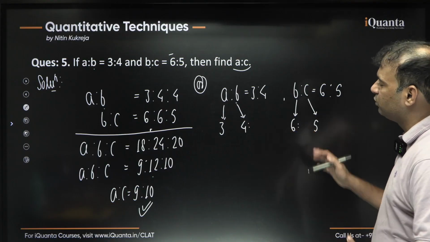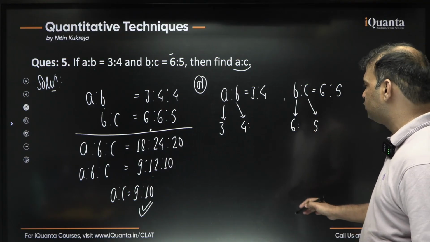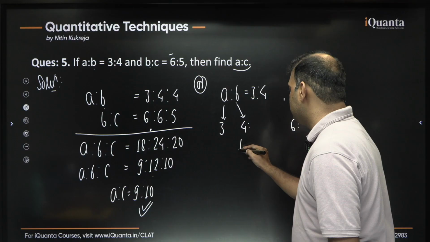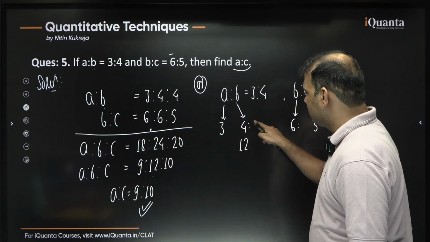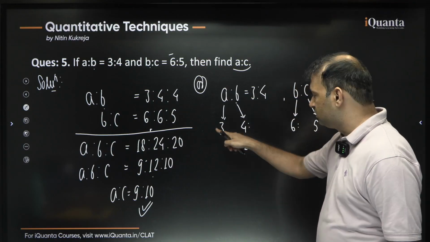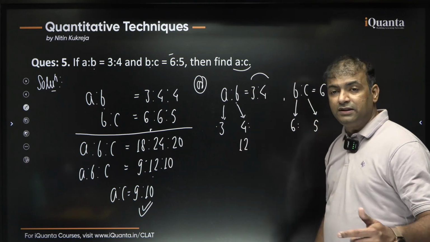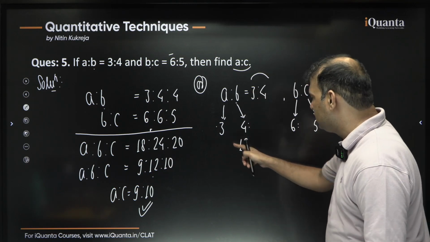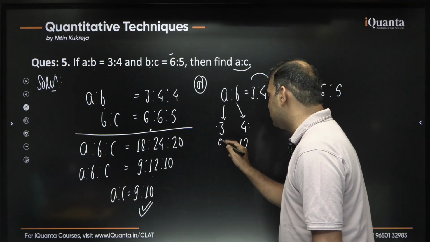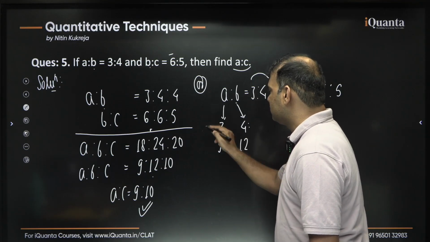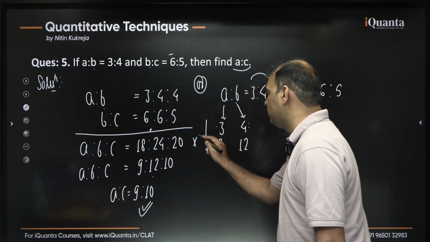So let's make both of them 12. How can we make both 12? Very simple. If you have to make this 12, what shall we do? See, guys, this 4 is being multiplied by 3, so this number should also be multiplied by 3. Only then will this ratio be the same, right? So multiplying this by 3, this must be 9. Both of them have been multiplied by 3, all right?